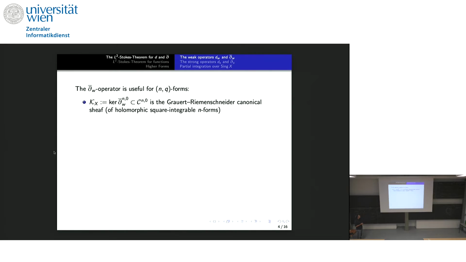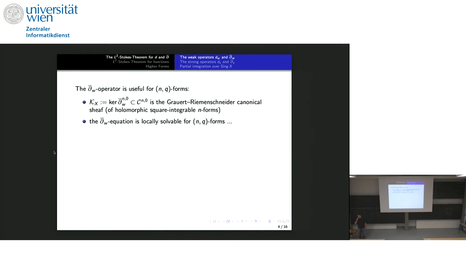If on the level of n forms you take the kernel of d bar W, these are the L2 n forms which are holomorphic in the sense of distributions on the regular part. Then you get the Grauert-Riemenschneider canonical sheaf, as I said, of holomorphic square integrable n forms. This was introduced by Grauert and Riemenschneider, and it is actually a coherent analytic sheaf, which is a priori not so trivial.